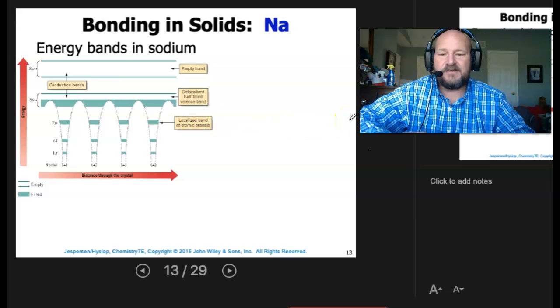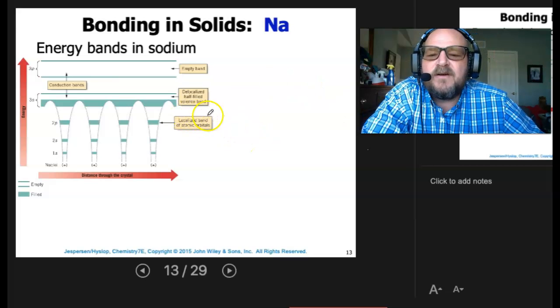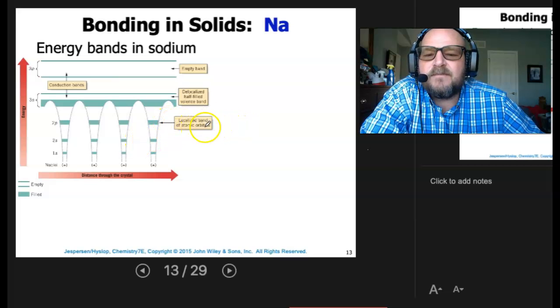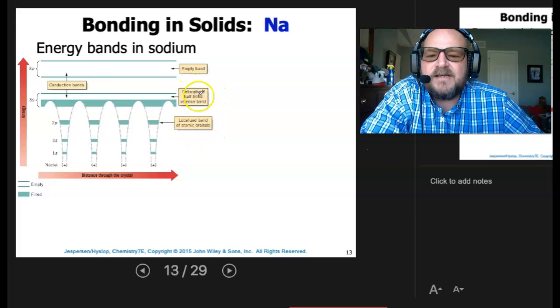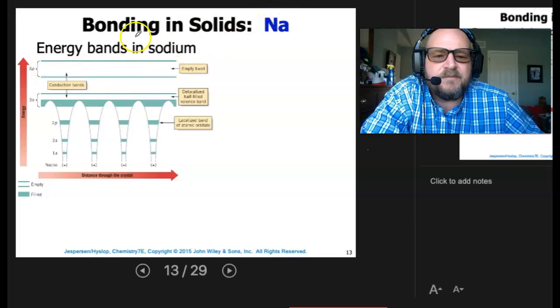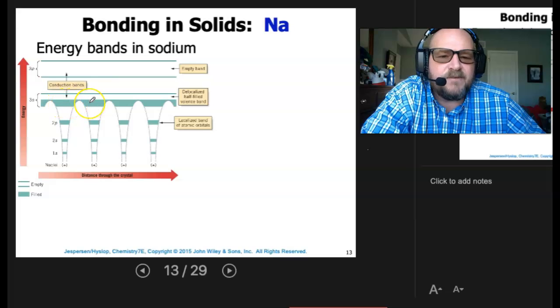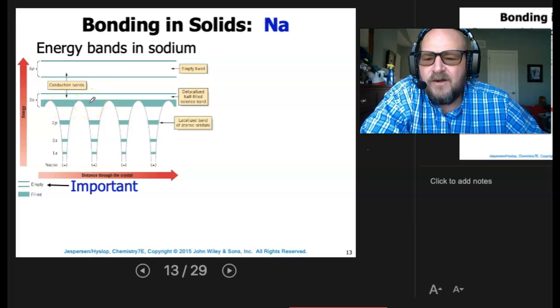So we have a delocalized band of atomic orbitals here, delocalized valence bands here, and then we have conduction, and of course our 3p is going to be an empty band. So for sodium, we have a 3s1, so we have full bands all the way up to the 3s, and that's going to be our delocalized non-filled band. Now, what's going to be important is that we have empty versus full.